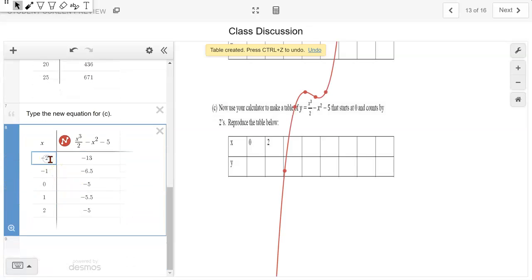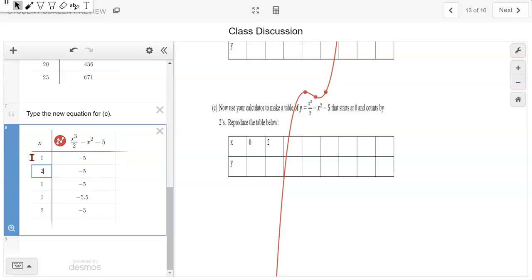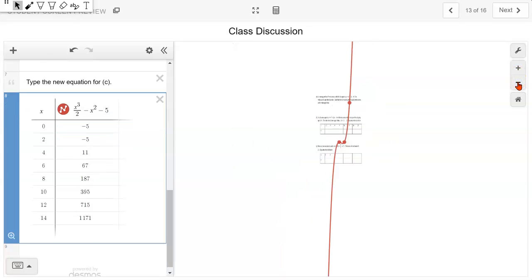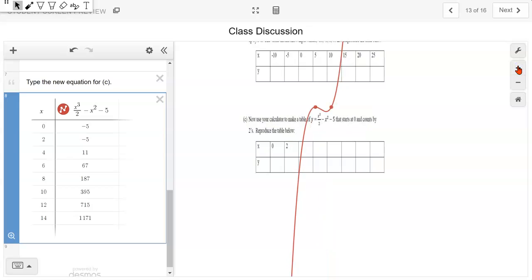Okay, so let's start with change this to 0, then 2, 4, 6, 8, 10, 12, 14. And you can use this plus minus here if you want to see the graph, or zoom in, zoom out. So that is letter C.